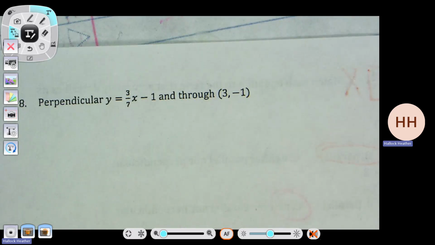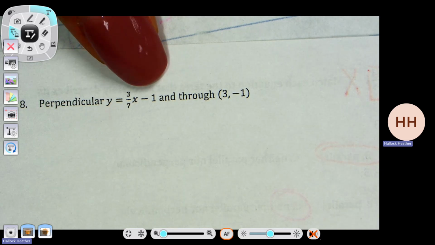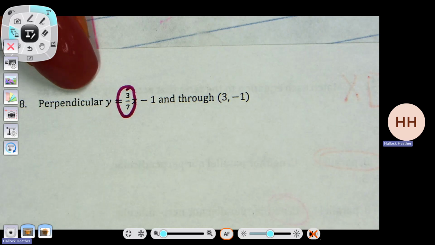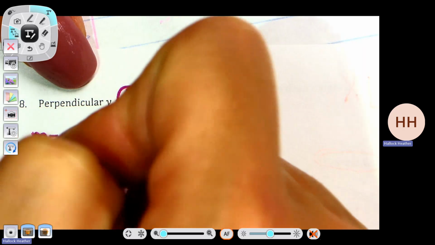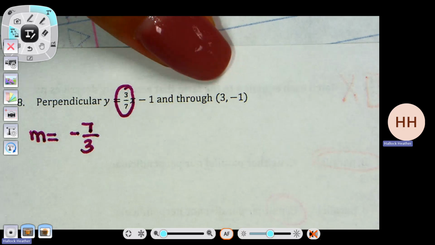So let's start with number 8. Number 8 is just like Friday. So I want to review Friday before we get into the completely new problem. So 8 says it's perpendicular to y equals 3/7 x minus 1. This is in slope-intercept form. So if it's perpendicular and the slope was 3/7, it does not stay the same. Parallel lines have the same slope. Perpendicular lines do not. Negative 7/3. So my slope, my m, I flip it and make it negative. If it was negative, it would become positive. So I flipped it. Opposite reciprocal. My pass-through point is 3, -1.